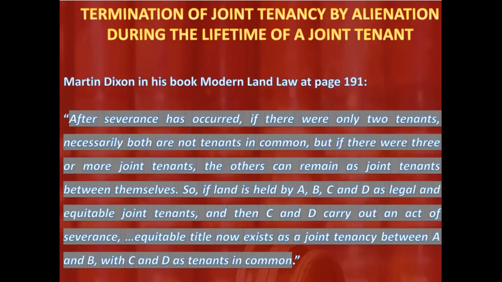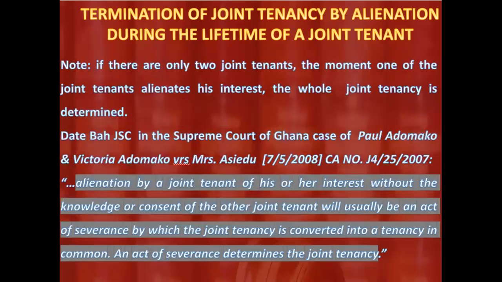But remember that if there are only two joint tenants and one person carries out an act of alienation, it will have the effect of terminating the joint tenancy and bringing into existence a tenancy in common. And the Supreme Court in Ghana has also affirmed this in the case of Victoria Adumako versus Mrs. Owusu Esiedu.